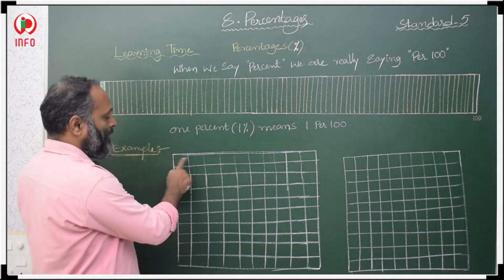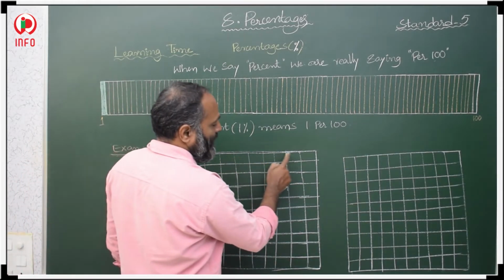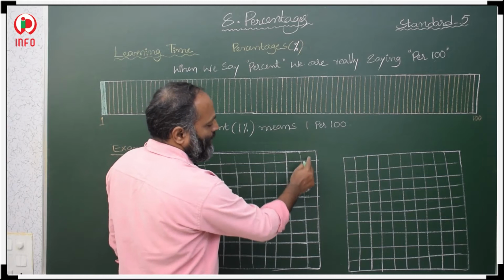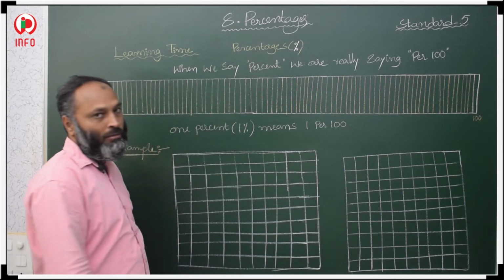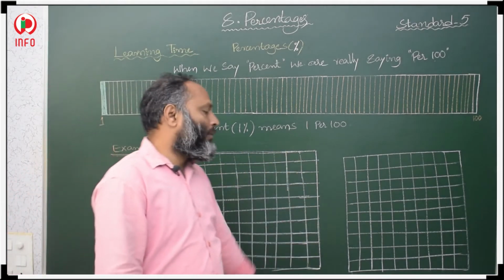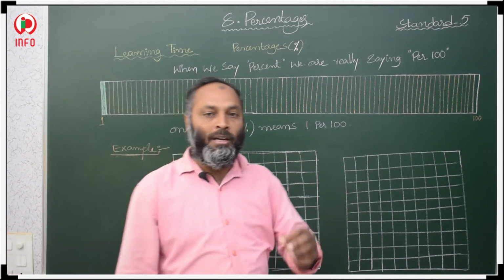See here: 1, 2, 3, 4, 5, 6, 7, 8, 9, 10, 10 in a row. 1, 2, 3, 4, 5, 6, 7, 8, 9, 10, 10 in a column. 10 in a row and 10 in a column means 10 tens are 100. 100 grids were given.